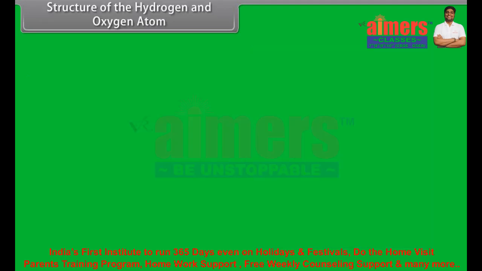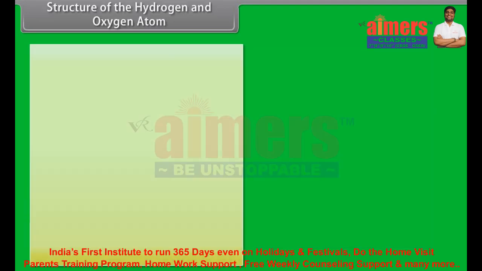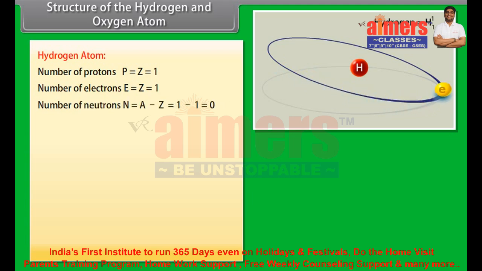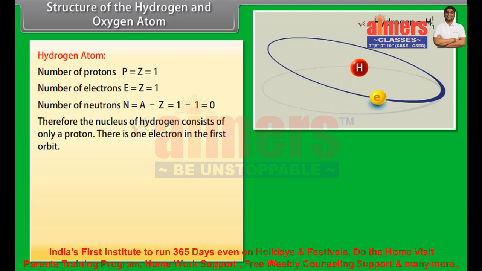Structure of the hydrogen and oxygen atom. Hydrogen atom. Number of protons, P, is equal to Z, which is equal to 1. Number of electrons, E, is equal to Z, which is equal to 1. Number of neutrons, N, is equal to A minus Z, which is equal to 1 minus 1, which equals 0. Therefore, the nucleus of hydrogen consists of only a proton. There is one electron in the first orbit.